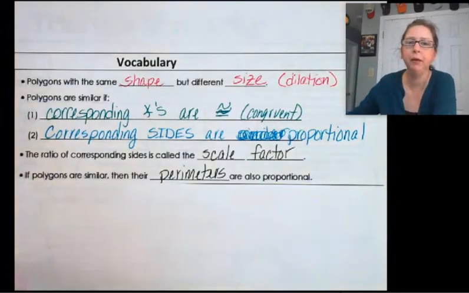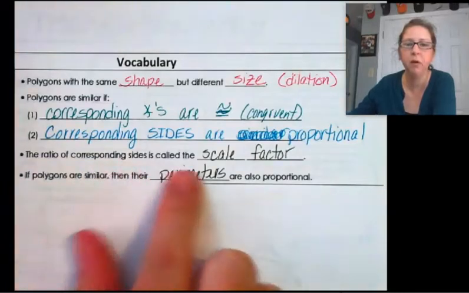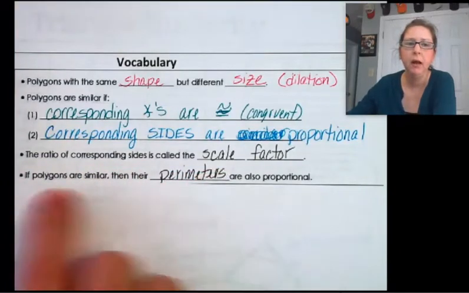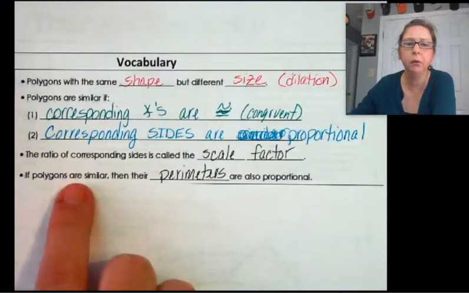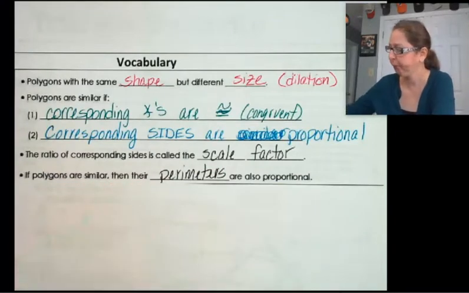So don't forget, just a review of some older vocabulary, the ratio of corresponding sides is called the scale factor. And if polygons are similar, then the perimeters are also proportional.